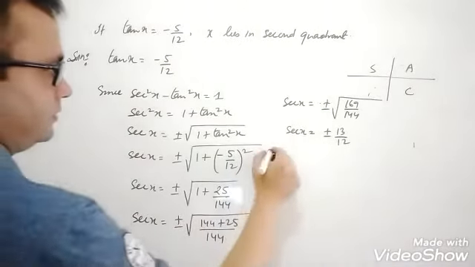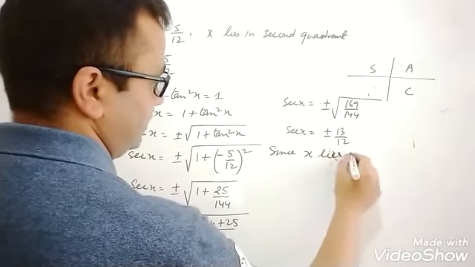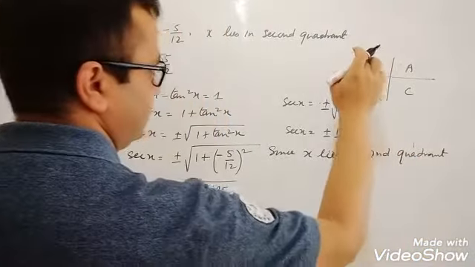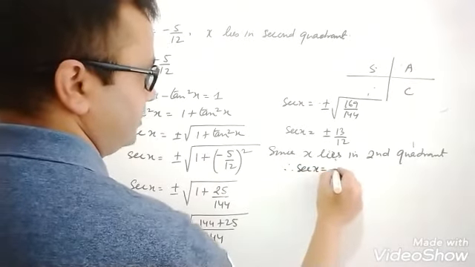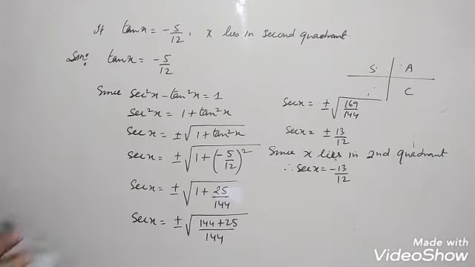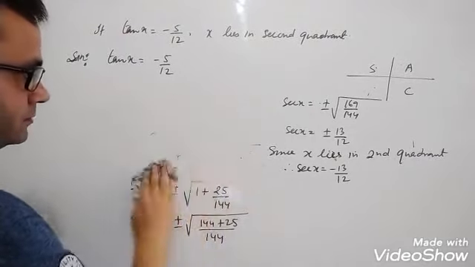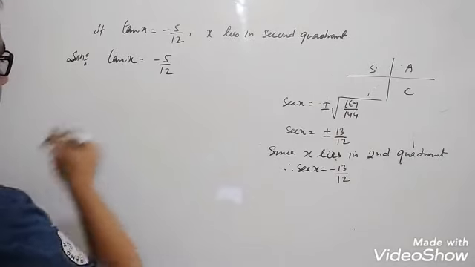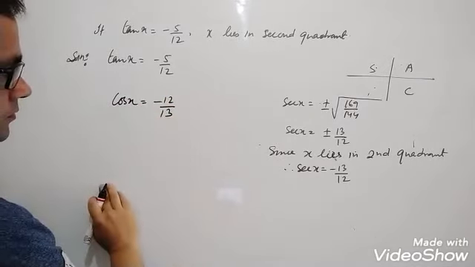So since x lies in the second quadrant, cos and sec are negative. Only sin and cosec are positive. So therefore sec x equals minus 13 by 12. We got sec. Now calculate cos. Cos is the reciprocal of sec. So cos x equals the reciprocal, minus 12 by 13. Then calculate cot.